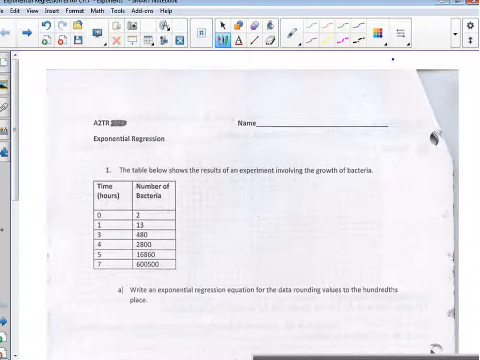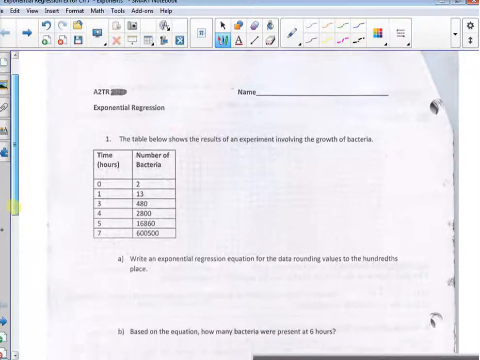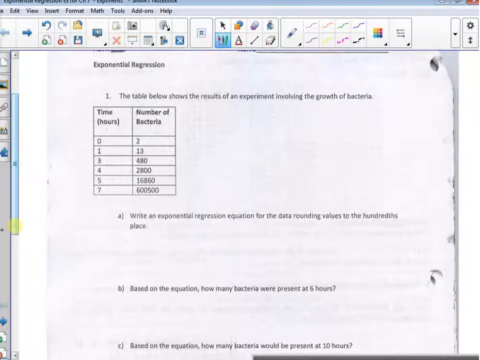So if you're asked to do an exponential regression, then it usually is stated somewhere in the problem. So on A down here it says write an exponential regression equation. Sometimes it might say linear, or power, or logarithmic. Most often though, it is exponential or linear. Those are the two main ones, so you should be kind of looking for that.